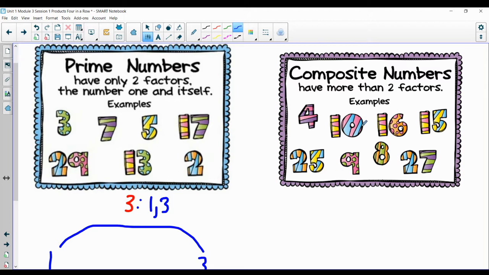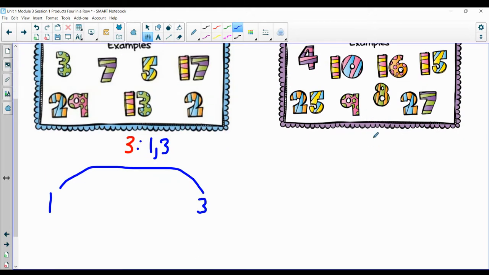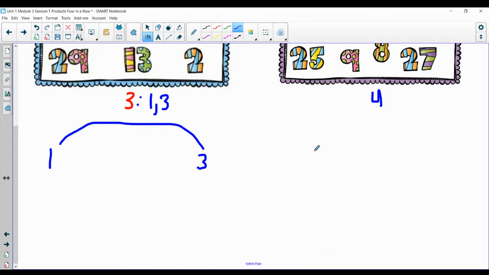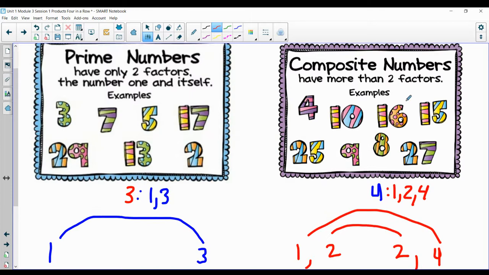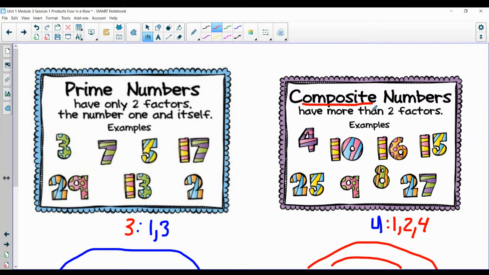Now, composite numbers have more than 2 factors. So if I looked at 4 and did my rainbow factors for that one, I would do 1, 4. It's even, so I know 2 times 2. And we only count that 2 once, so this one would have 1, 2, and 4. So again, composite numbers have more than 2 factors, and they have to be whole numbers, both of these.